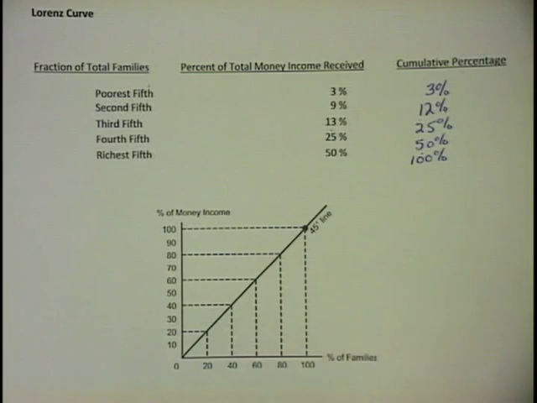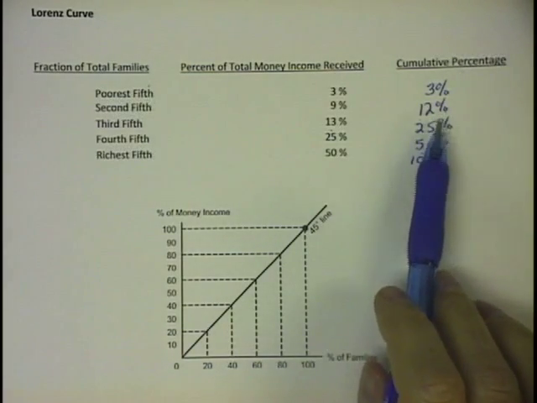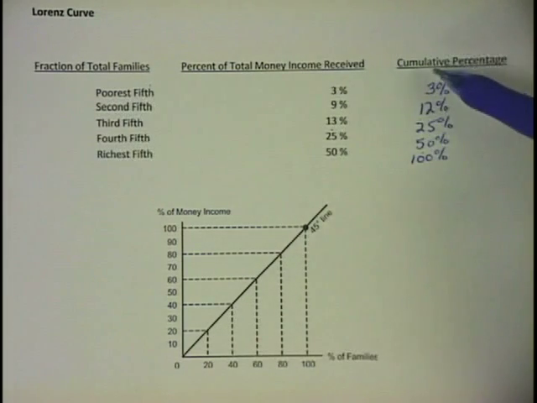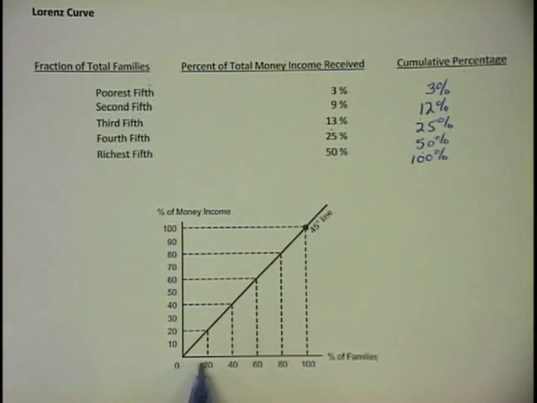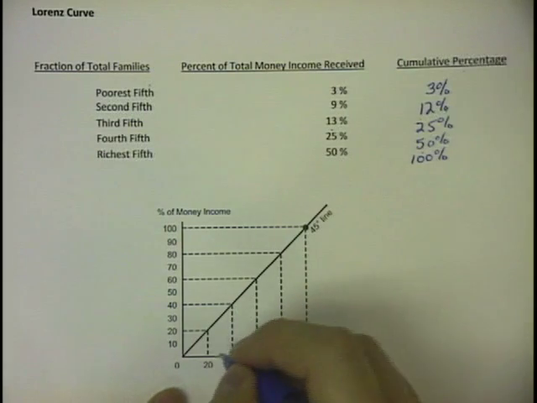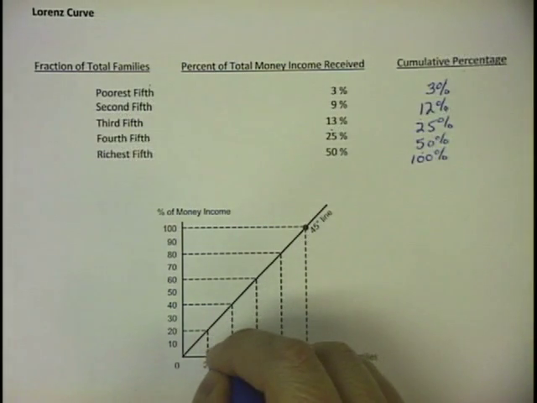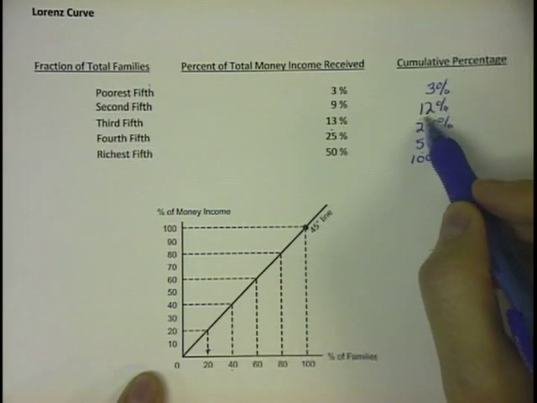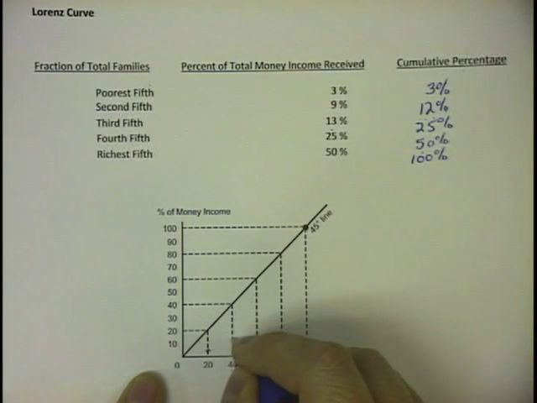Now we want to plot this information on the graph. We aren't going to plot this, we're going to plot the cumulative. So here we have the poorest 20%, and 3% of the economy's income goes to this bottom 20%. So let's say that's somewhere right about there. Then we're doing the bottom 40% here. The bottom 40% would be the 12, so let's say that's somewhere right about there.